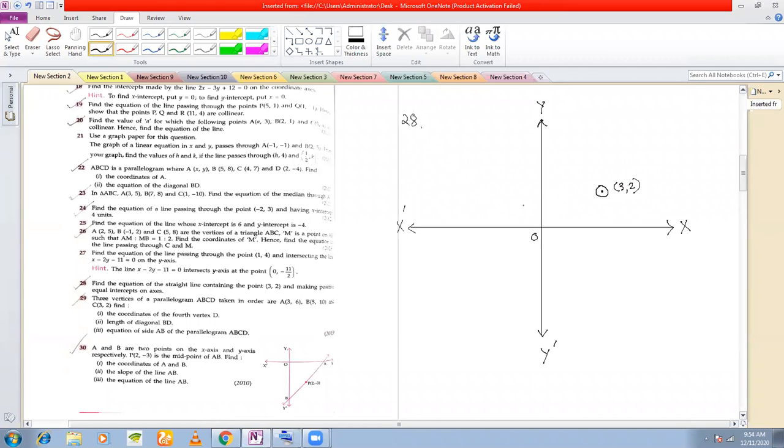Okay, positive intercept means it will be in the positive direction of x and in the positive direction of y also. That means the straight line will be something like this, because it makes positive intercepts. So your x intercept OA is positive and your y intercept OB is also positive. They are both in the positive direction and it passes through the point (3, 2).